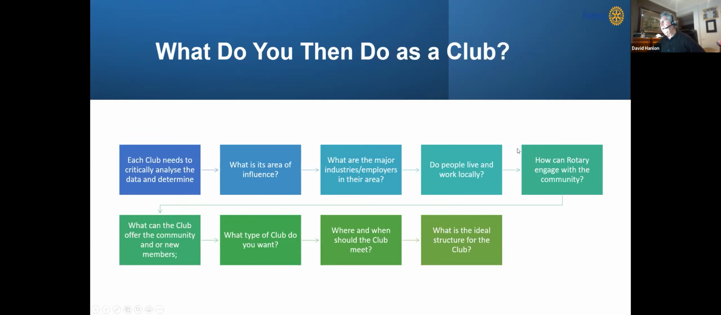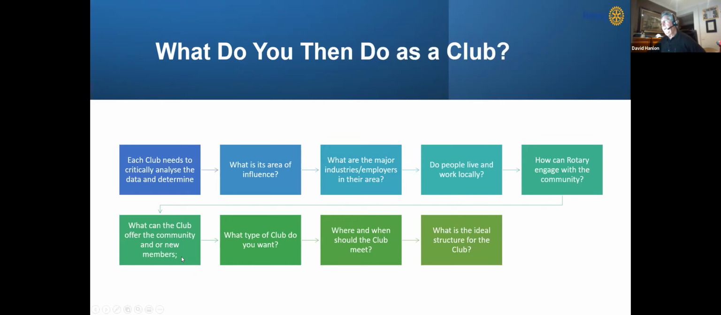If they haven't got that, you'll be able to identify who the interest groups are, and you should be able to contact them directly. Then you need to work out how you're going to engage with that community.